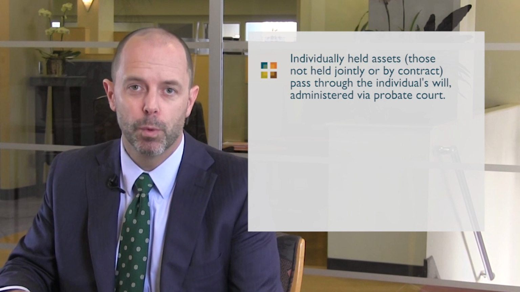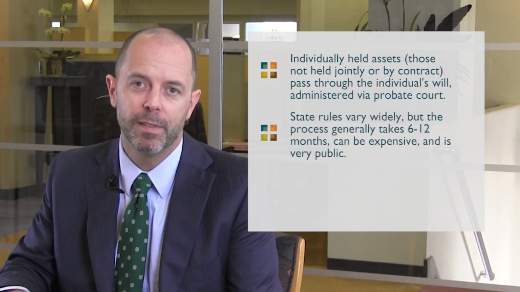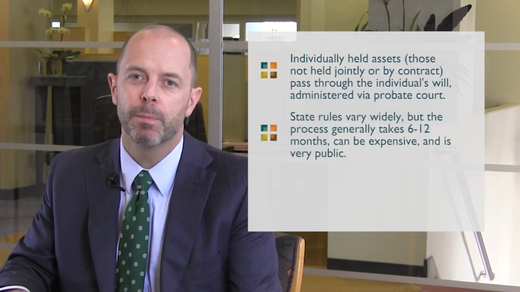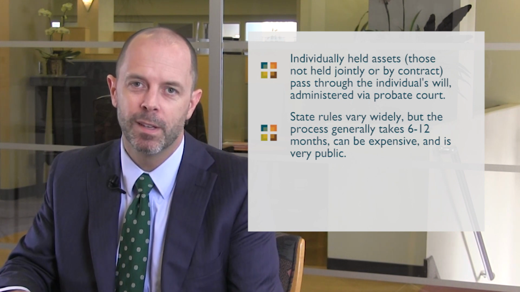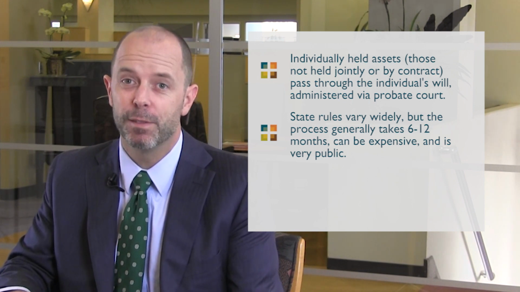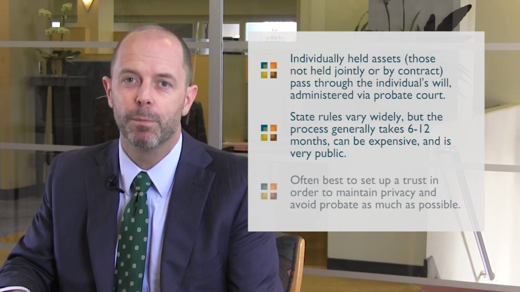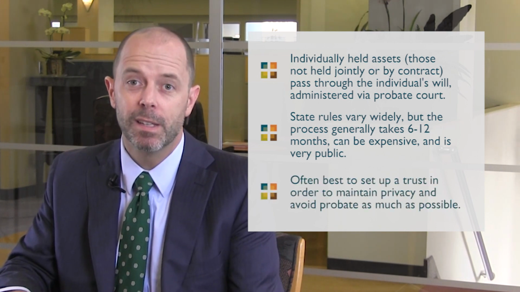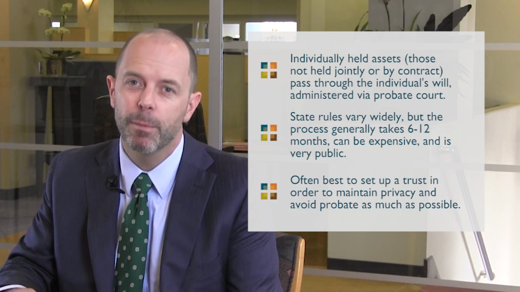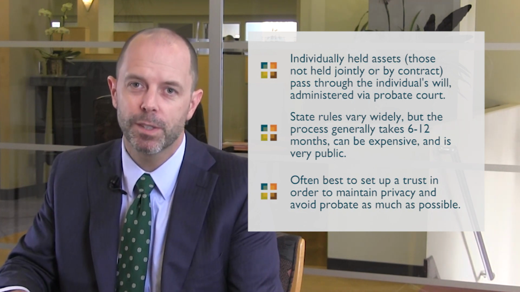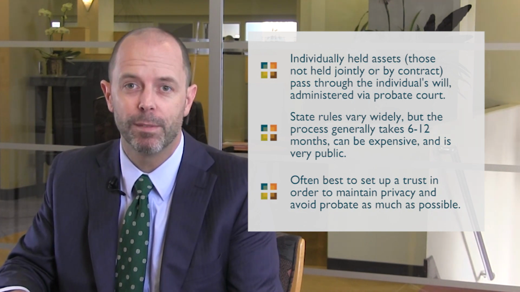Now, states' rules around probate vary widely, but generally speaking, the process takes 6 to 12 months, can be expensive, and is very public. So for individuals that do not want to have a complete listing of their assets listed in the public record, it's often recommended that they take a look at setting up a trust during their lifetime to maintain that privacy.